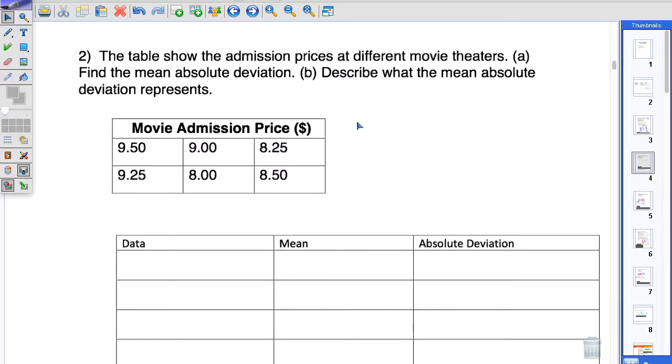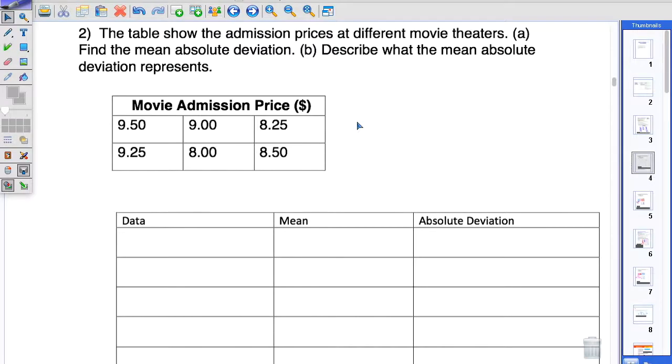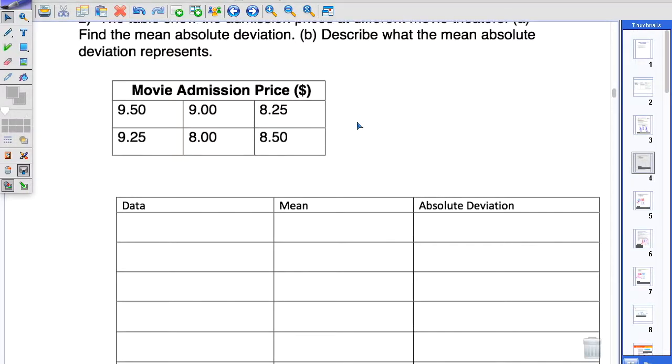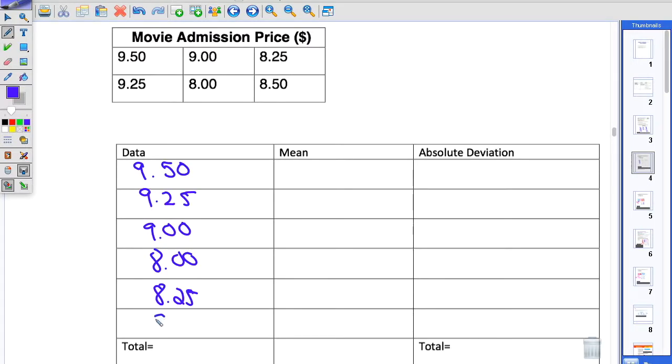2. The table shows the admission prices at different movie theaters. A, we're going to find the mean absolute deviation, and B, describe what the mean absolute deviation represents. So we have our movie admissions prices. We have $9.50, $9.25, $9, $8, $8.25, and $8.50. We're going to start by putting in the cost of the movies. So $9.50, $9.25, $9, $8, $8.25, and $8.50. We have to find the total first.